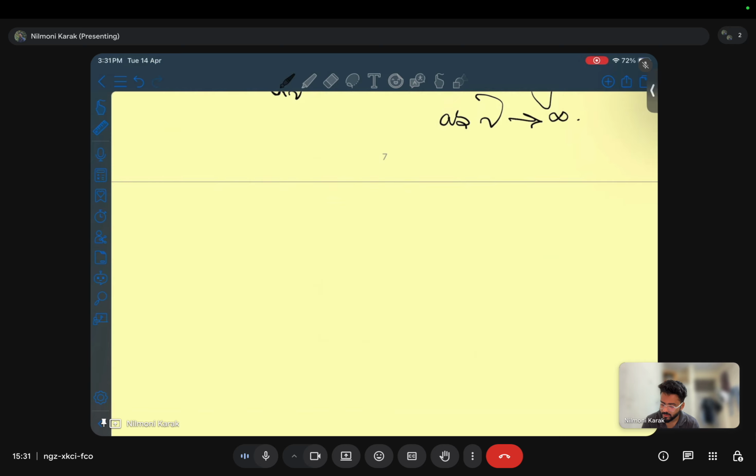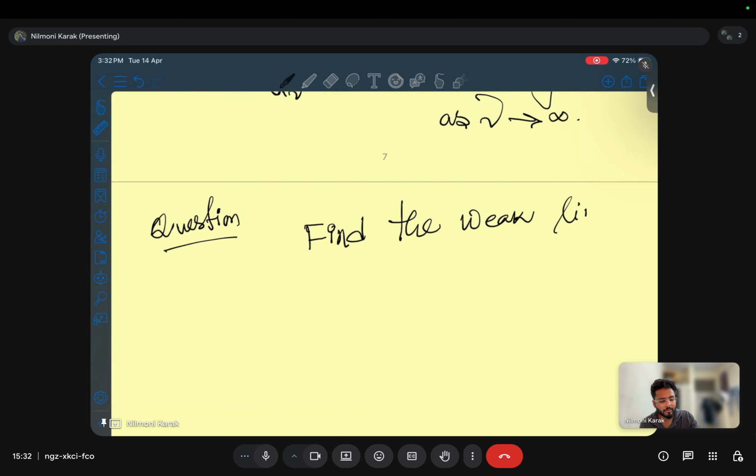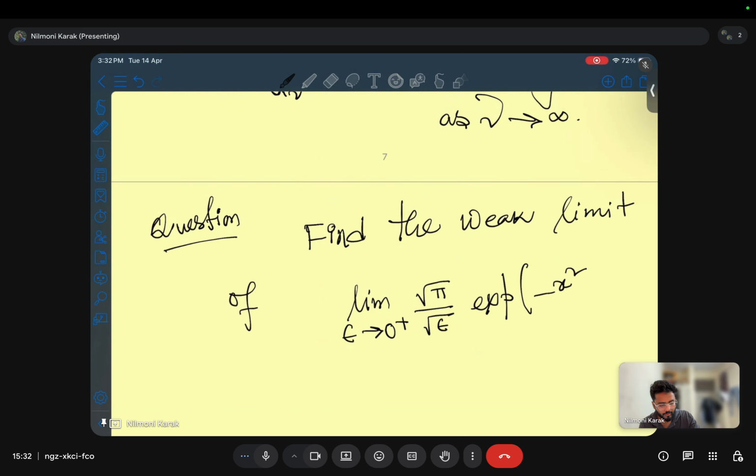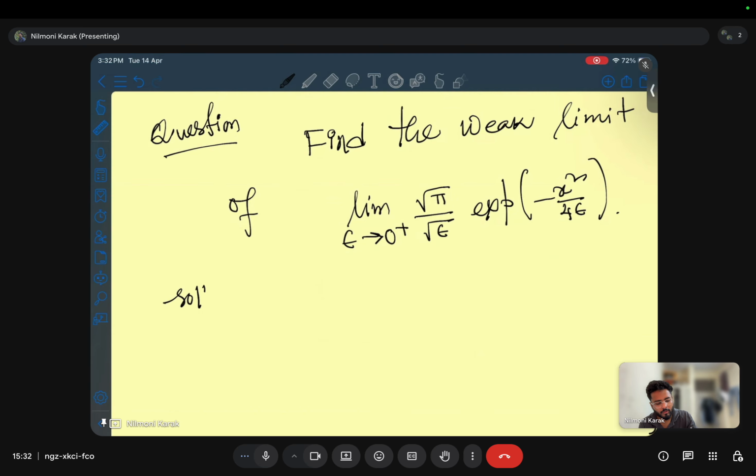Okay, so using this theorem, we can solve some problems. Find the weak limit of the limit as epsilon tends to 0 plus of e to the power minus x square by 4 epsilon. Okay, so cleverly you have to look at this.